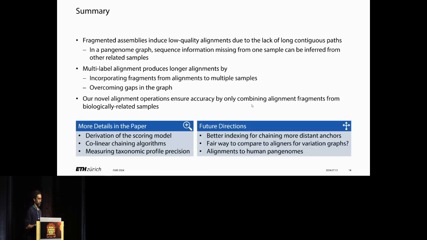And in the future, we want to look into improvements to our indexing and also ways of comparing ourselves to other aligners that are based on variation graphs, which we were not able to find a fair way of doing at the moment, but we are willing to discuss this with other people.